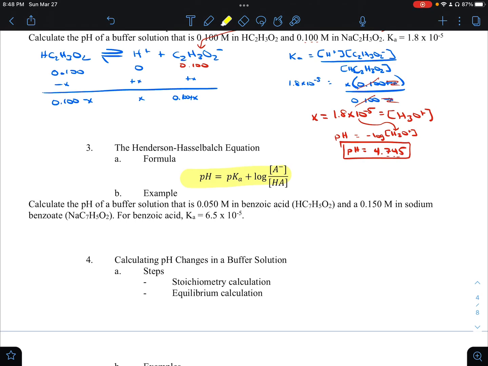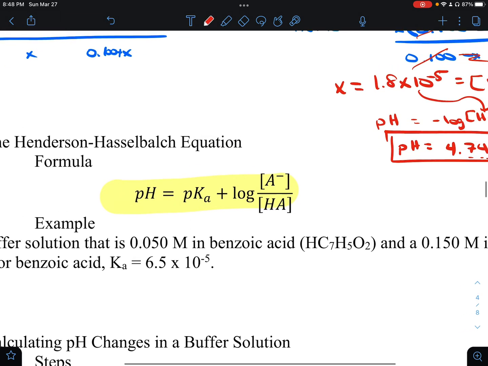So let's real quickly talk about pKa. pKa is very simple. We're just going to take the negative log of our Ka. And then the log of the A minus concentration over the HA concentration. And this is just what's given to you in the problem. You don't have to do equilibrium. This is just usually given to you in the problem. So this makes it very, very simple.